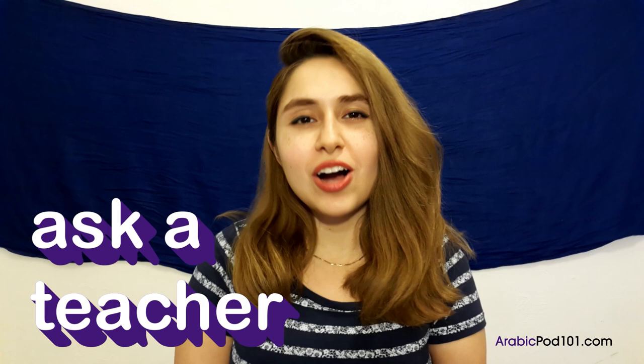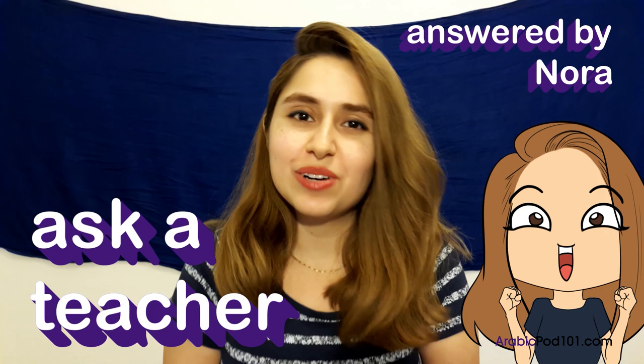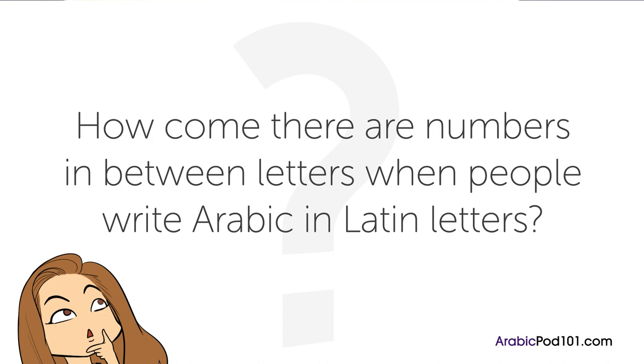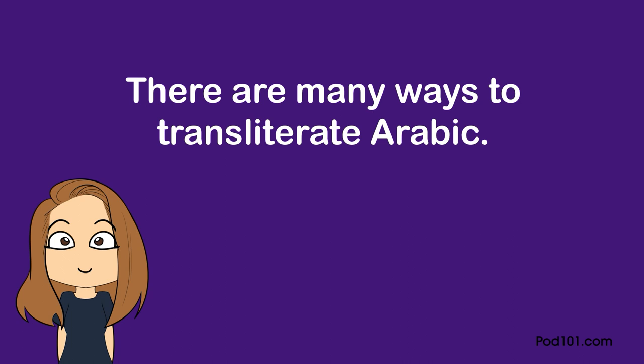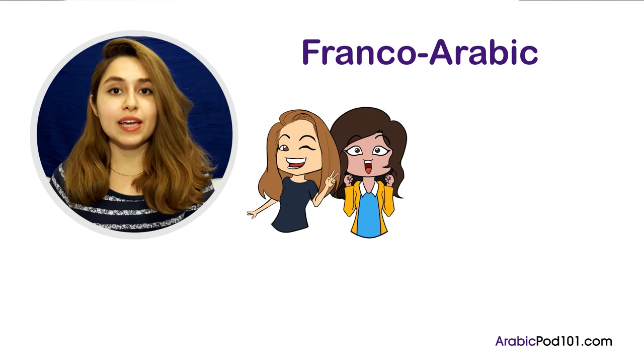Welcome to Ask a Teacher, where I'll be answering some of your most common Arabic questions. The question for this lesson is, how come there are numbers in between letters when people write Arabic in Latin letters? There are many ways to transliterate Arabic. You can use IPA, DIN, and many other systems. In this lesson, we're going to discuss a system that has been around for more than a decade now, called Franco-Arabic. Franco-Arabic is used between friends and on social media.